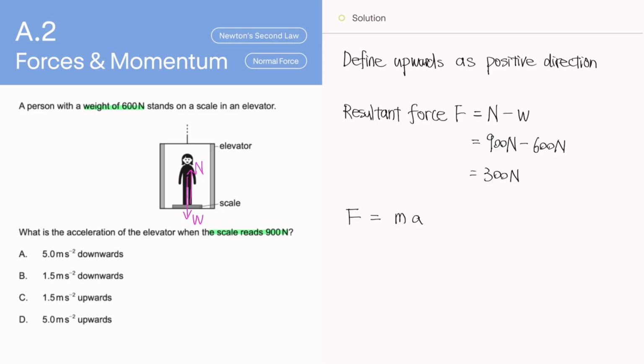We don't have m. What is the mass of the person? Take a moment to read through the question again and think about this. Do you get it? We know that the weight of the person is 600 Newton, so we can calculate mass. Mass equals weight divided by g. Sub this into F equals ma, and we plug in numbers. And finally, we get the result.